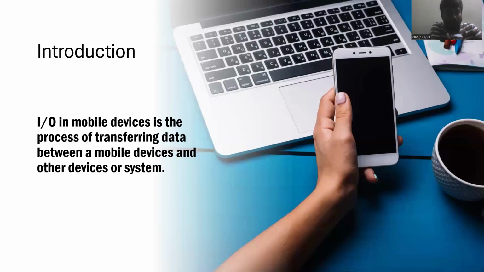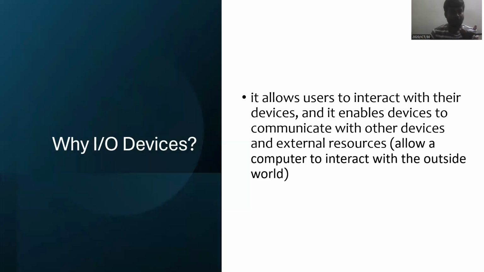First of all, we know what is the input output mobile devices. This is the introduction of the presentation. Input output in mobile devices is the process of transferring data between a mobile device and other devices or systems. Next one, why are we using input output devices? Because it allows users to interact with their devices and it enables devices to communicate with other devices and external resources. Allow a computer to interact with the outside world.